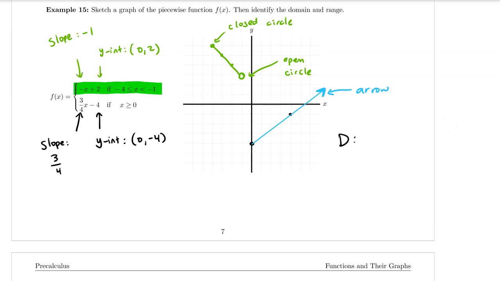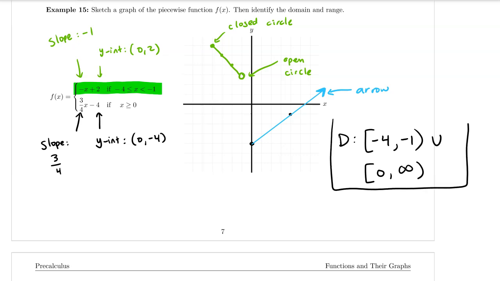So our domain, the lowest x value that we have is -4, and then that will go to -1, parentheses, because our domain does not include -1. Then we have union, bracket 0, infinity. And remember, infinity and negative infinity are always going to have parentheses on them in interval notation. So here is our function's domain, and then let's go ahead and talk about the range.